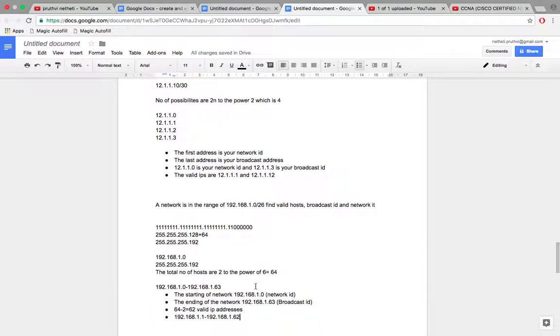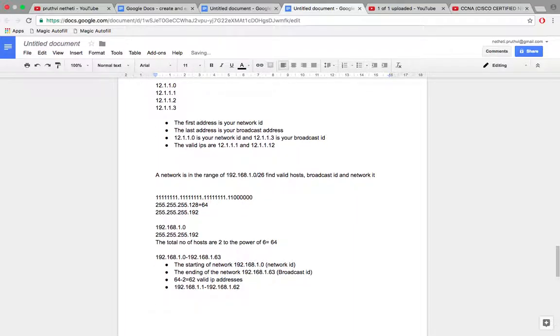So the answers are: the network ID is 192.168.1.0, the broadcast ID is 192.168.1.63, and the total number of addresses is 2 to the power of 6, that is 64. 64 minus broadcast ID and network ID is 62. So the range is from 192.168.1.1 to 192.168.1.62 as your valid ones. 1.0 is your network ID and 1.63 is your broadcast ID. So this is how you have to answer these questions.